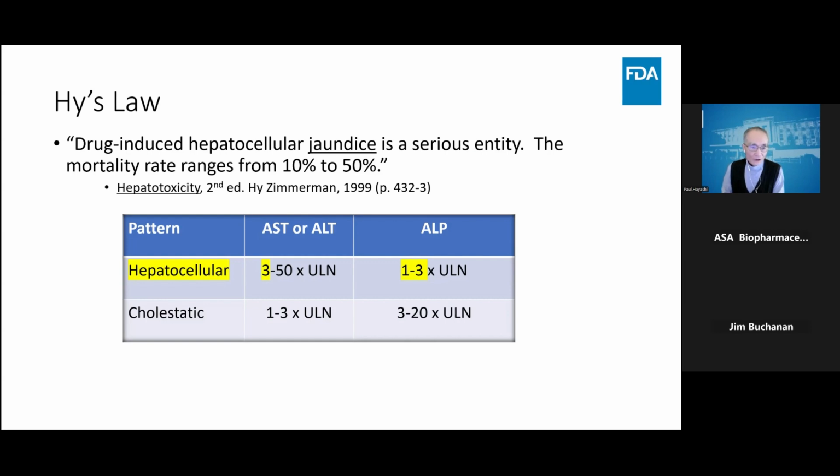Now, jaundice is fairly well accepted to be 2 times upper limit of normal bilirubin, but hepatocellular is a little less clear. But in his textbook, he mentions these enzyme parameters, hepatocellular being 3 to 50 times upper limit of normal, with an alk phos no higher than 1 to 3 times upper limit of normal.